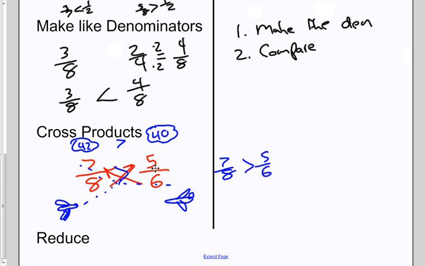Okay, so again, for cross products, this is really slick. This works with any fraction. You are just going to start down. You're going to multiply up and put your answer up in the cloud. Multiply up this way, put your answer in the cloud. And again, whichever fraction has the larger number above it is your larger fraction.